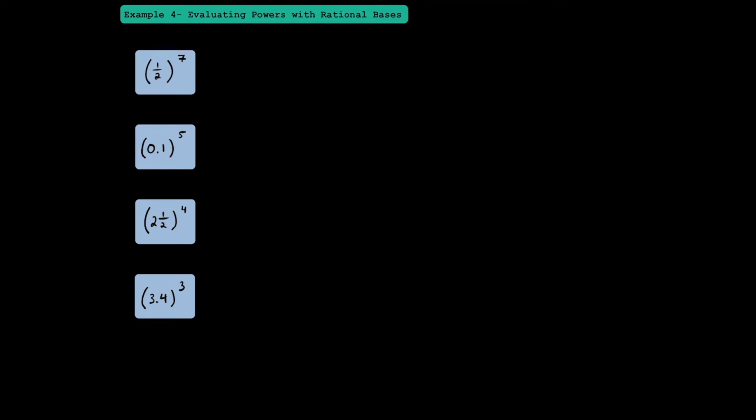And finally, here's example 4, where we're going to evaluate powers with rational bases. When we see the word rational, we're typically just talking about fractions and decimals. While natural numbers and whole numbers are also rational, we're talking about fractions and decimals here.